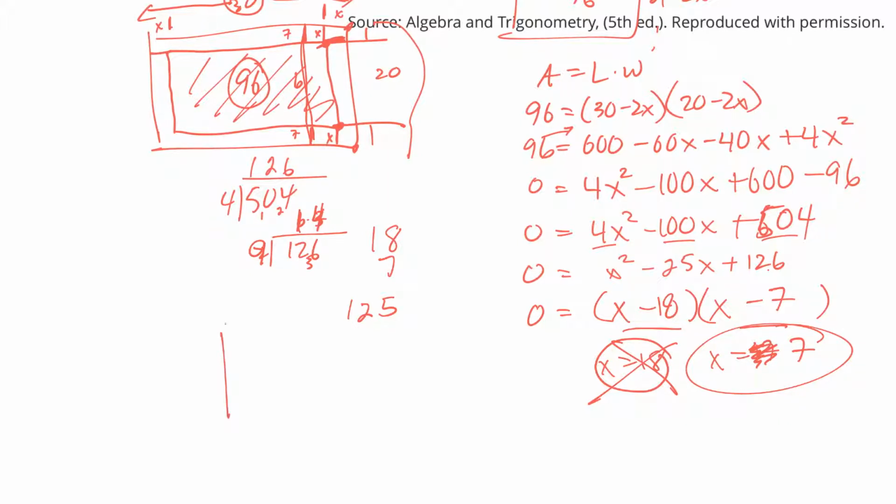So looking at the diagram, the original one's 20 minus 2 sevens, so this would be 6. And then this is 30 minus 2x, so 2 times 7 is 14. 30 minus 14 is 16. So this side would be 16. Okay, so the dimensions would be 6 and 16. Hopefully that helps you with those 3 questions.